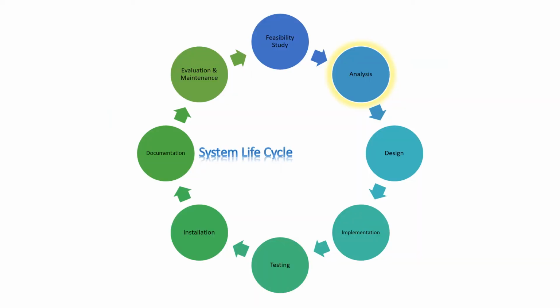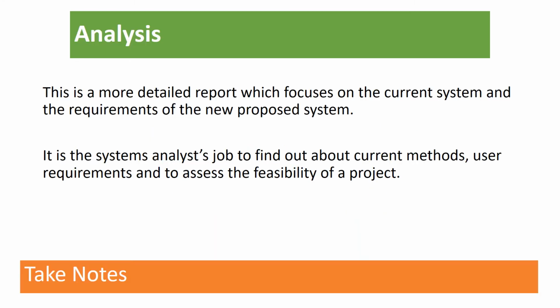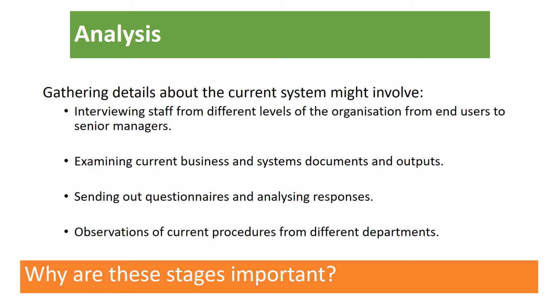The next stage is the analysis stage. We need to create a more detailed report which focuses on the current systems and the requirements of the new proposed system. It's actually the systems analyst's job to find out about current methods, user requirements, and assess the feasibility of a project. If we're building a system, we want to make sure that it fits in with the company. That means we have to probably go and interview staff. What do different staff want from the system? What do the senior managers want from it? And we probably have to look at current business and system documents.